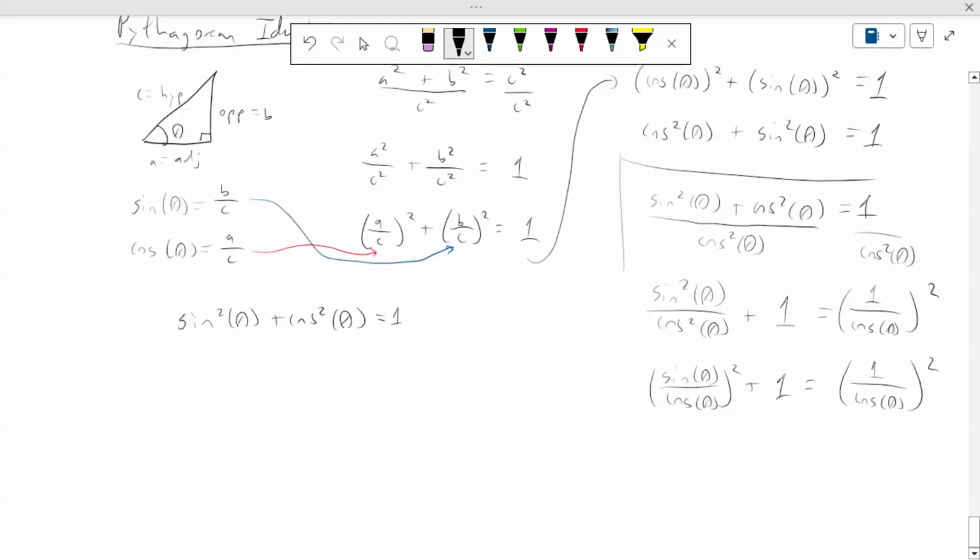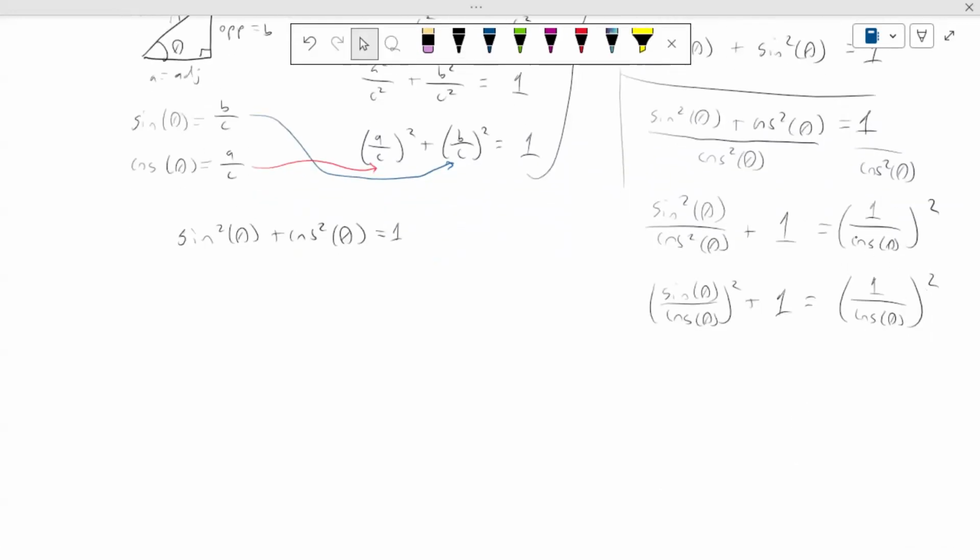Any questions on that so far? All right. Well, sine of theta over cosine of theta, we have a quotient identity for that, right? A quotient identity says that tangent of theta is the same thing as sine of theta over cosine of theta. So this is really just tangent of theta that's being squared here.